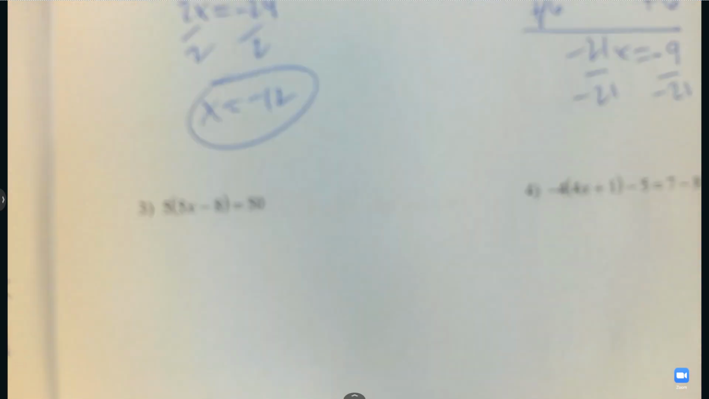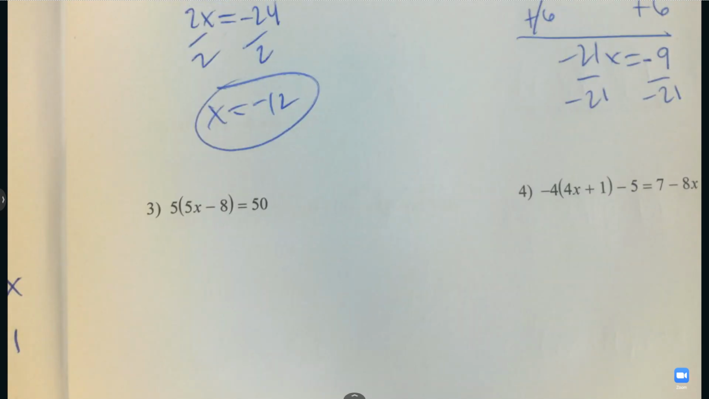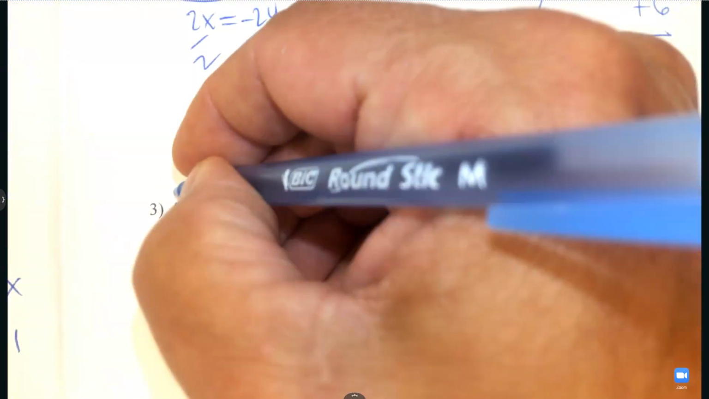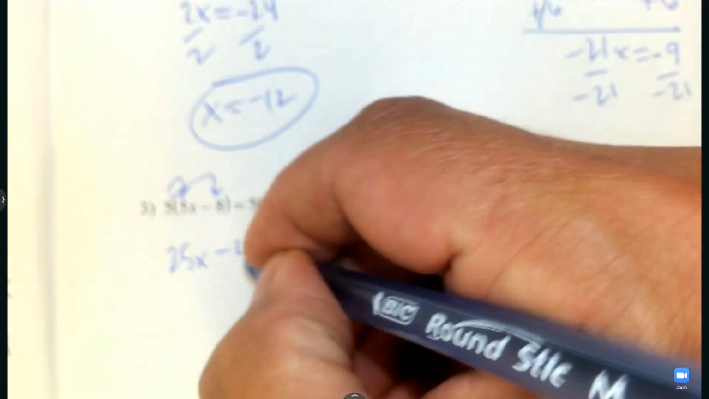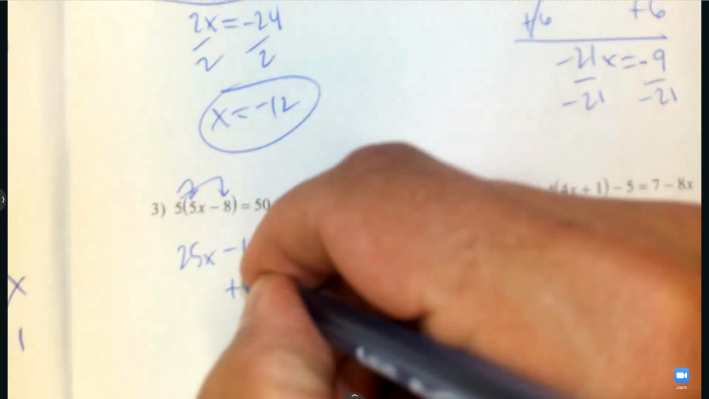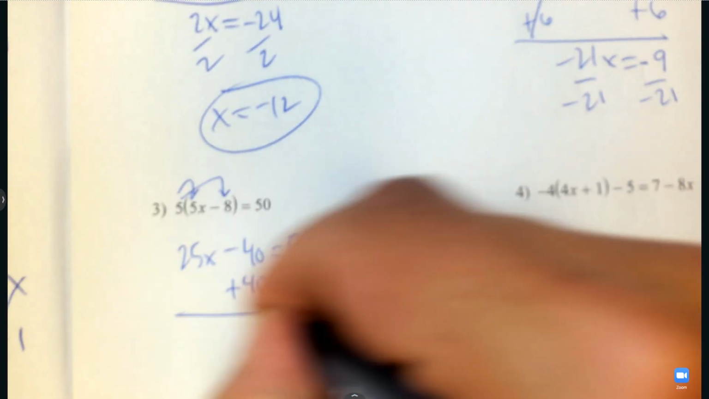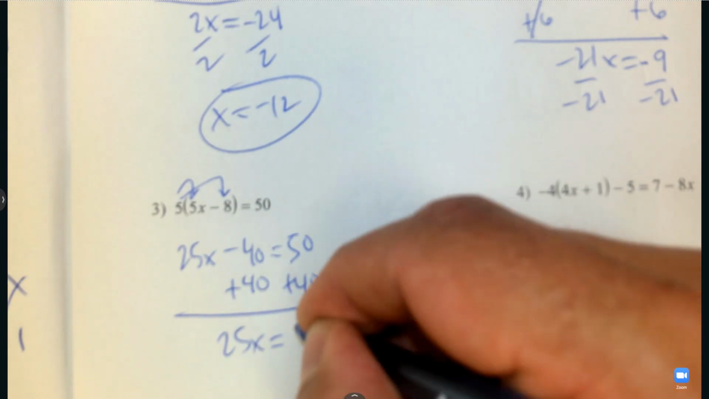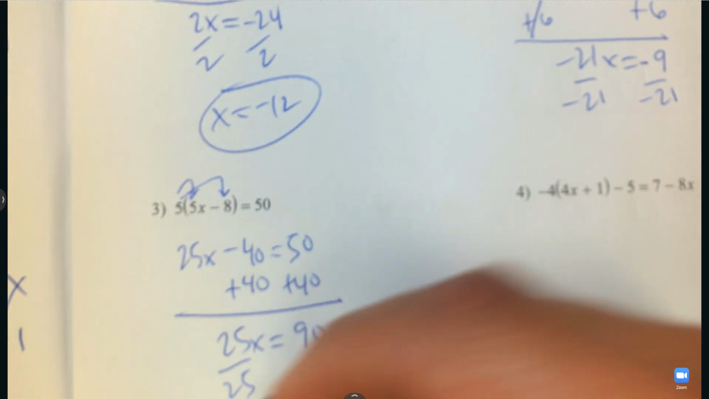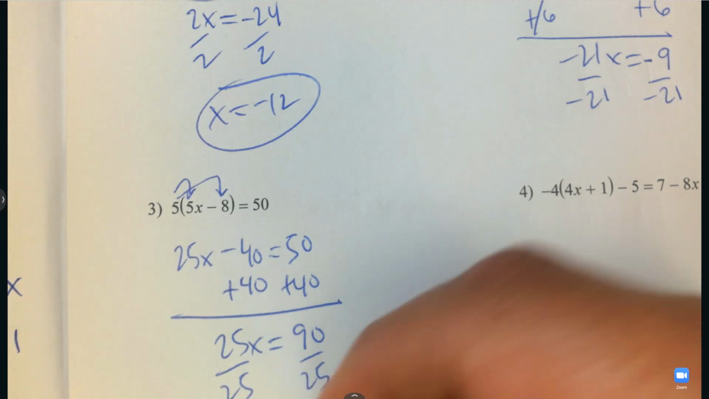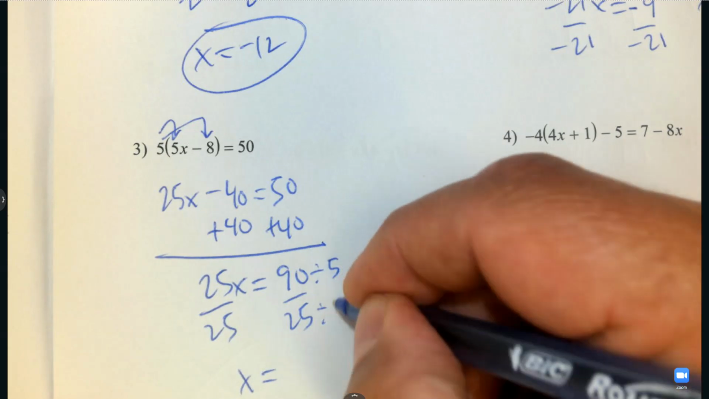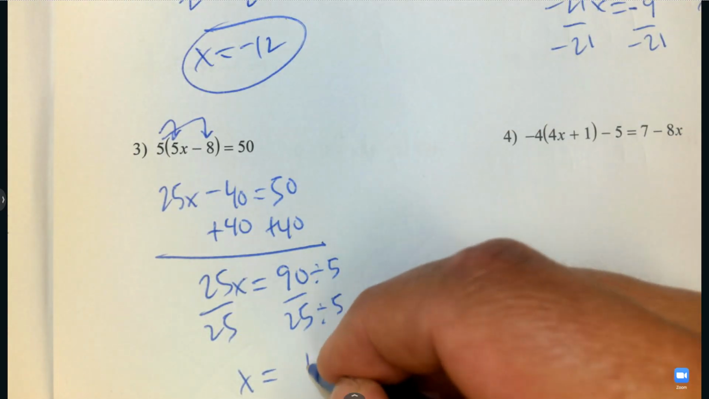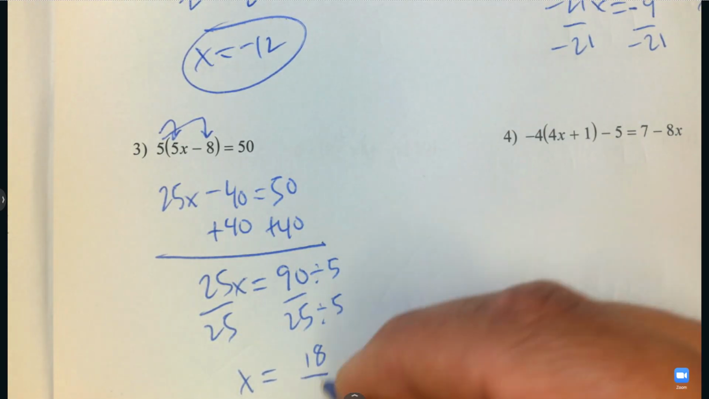Number 3. Let's solve this equation. Again, I want to simplify it. So 5 times 5 and 5 times 8, that's negative. To continue to simplify, we're going to add 40 to both sides. And then I'm going to divide. It doesn't go in evenly, which is fine. I'm going to divide by the biggest number I can think of, which is 5, top and bottom. So that's 18 over 5.